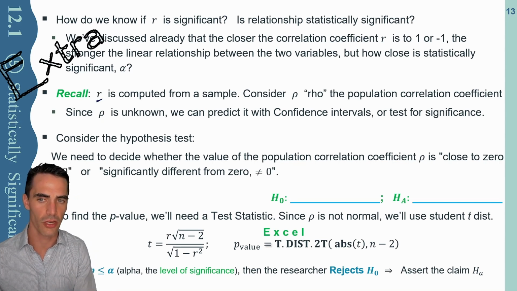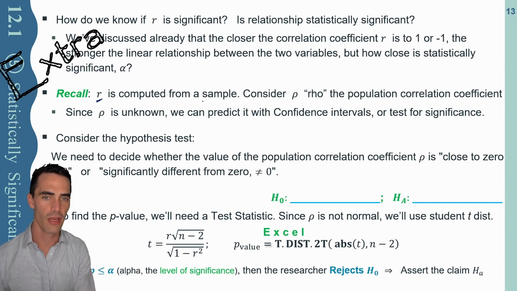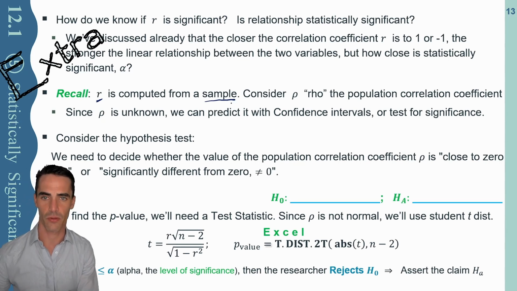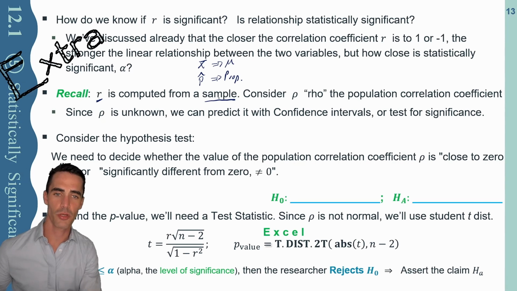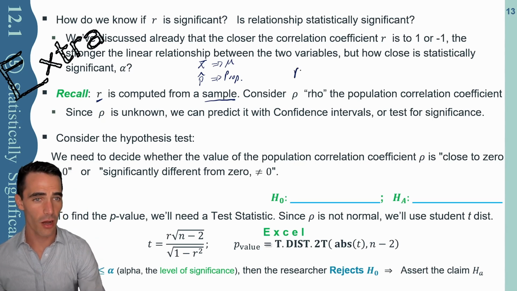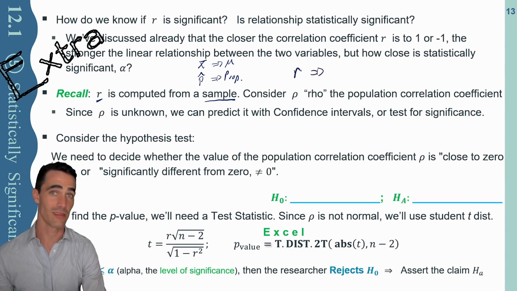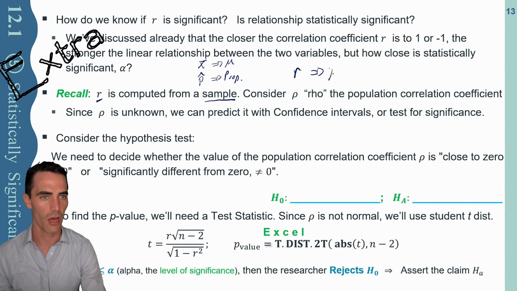One important notion to grab here about this correlation coefficient, R, is it's collected based on a sample. Just like we had before, X bar helped us predict the population mean, they're both means, and we had the sample proportion help predict population proportion. So also is R going to help us predict, that's the sample correlation coefficient, rho.